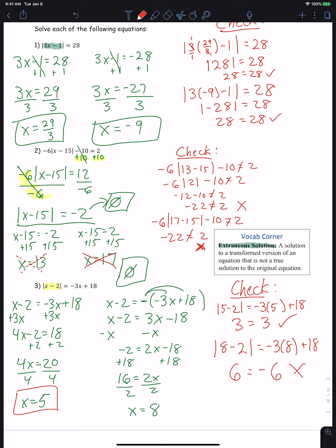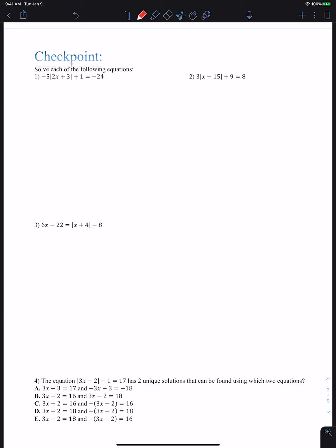And what would 8 be called? It would be called an extraneous solution. It's not part of the solutions, but it's just good to know the terminology. So on the next page, I just want you guys to do 1, 2, 3, and 4. This is going to take some time. Take 5 to 10 minutes. Pause the video. And when you're done, play it. And I will show you the answers for 1, 2, 3, and 4.